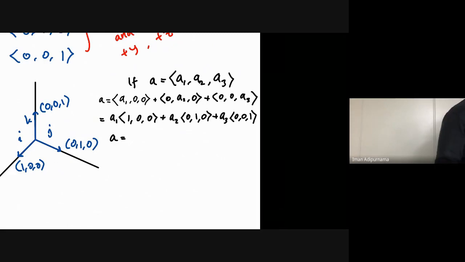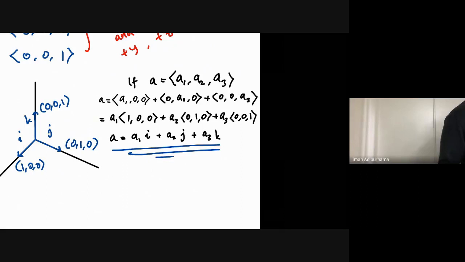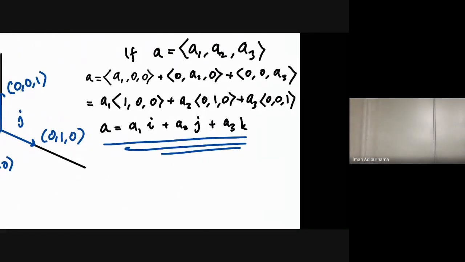So A, we can write down A as A1 i plus A2 j plus A3 k. I believe you are already seeing a lot of this ijk in physics, right? So that's the definition. The ijk are the standard basis vectors, each of which has a length of 1. Okay, and each points in the positive x, positive y, or positive z direction, depending on whether it is i, j, or k.